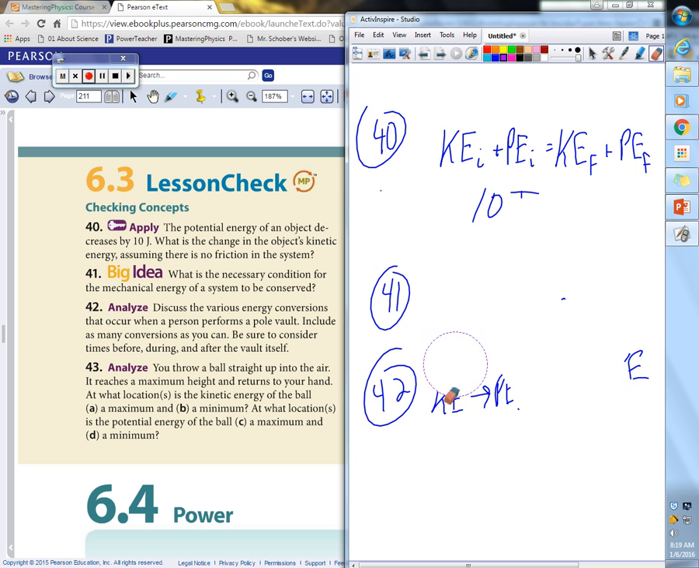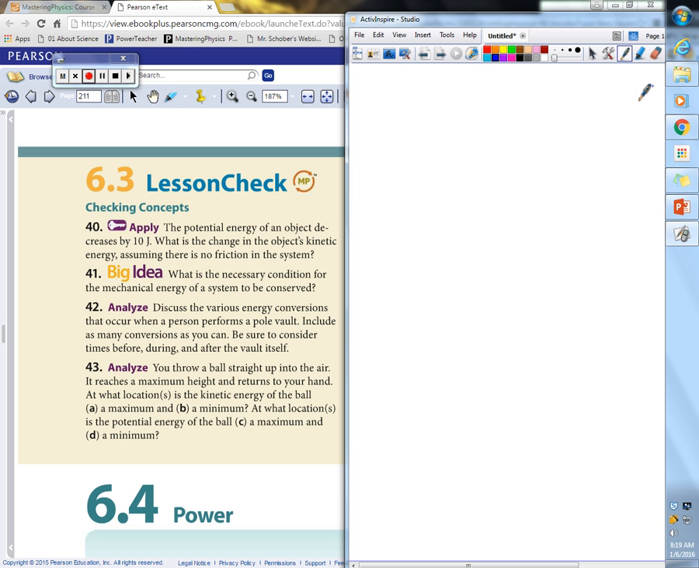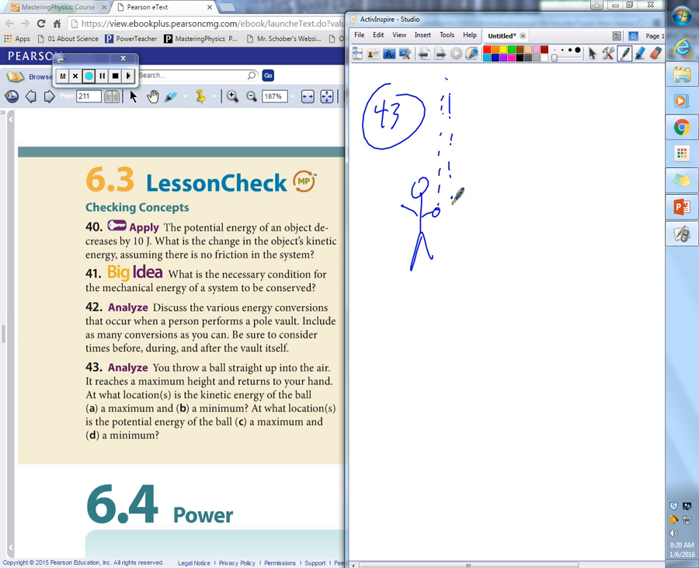All right, 43 here. You throw a ball straight up into the air. It reaches a maximum height and returns to your hand. At what locations is the kinetic energy of the ball A, a maximum, and B, a minimum? So, we're here, throw a ball straight up in the air. So kinetic energy, at what point would you say that it's at a maximum? What's that? At the bottom, like the instant it leaves your hand.